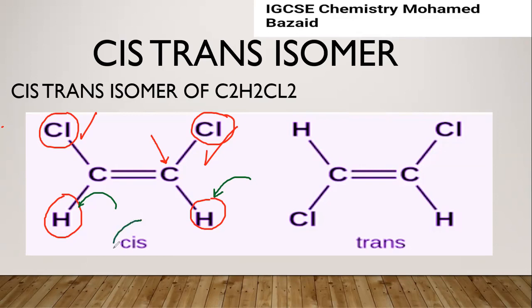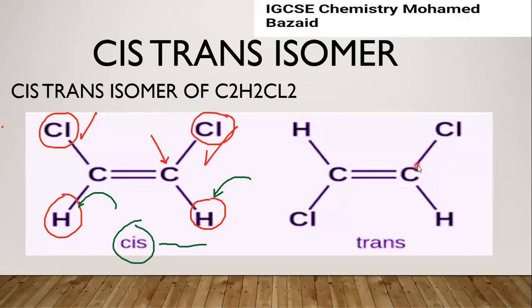This is called cis. It's okay? Cis isomer. And you have to write the name of the isomer without any change. But which kind of isomer is this? This is cis. Why cis? Because the chlorine and the chlorine are in the same direction, and the hydrogen and the hydrogen are in the same direction. So this is cis isomer.